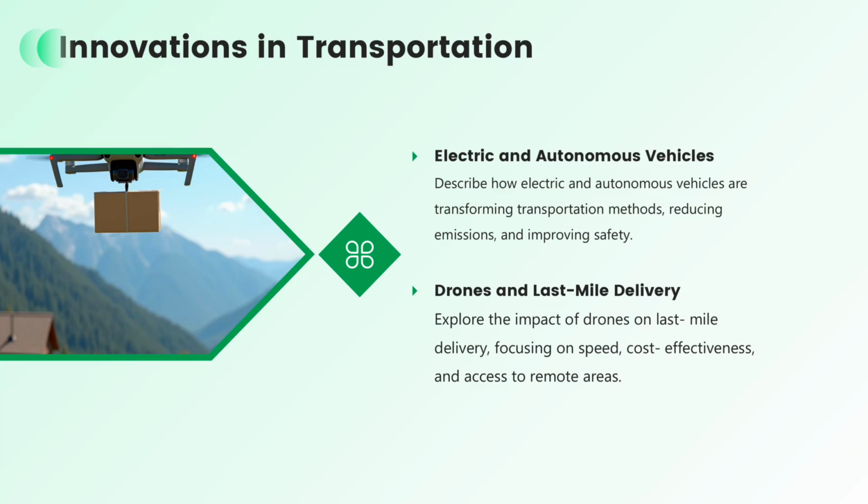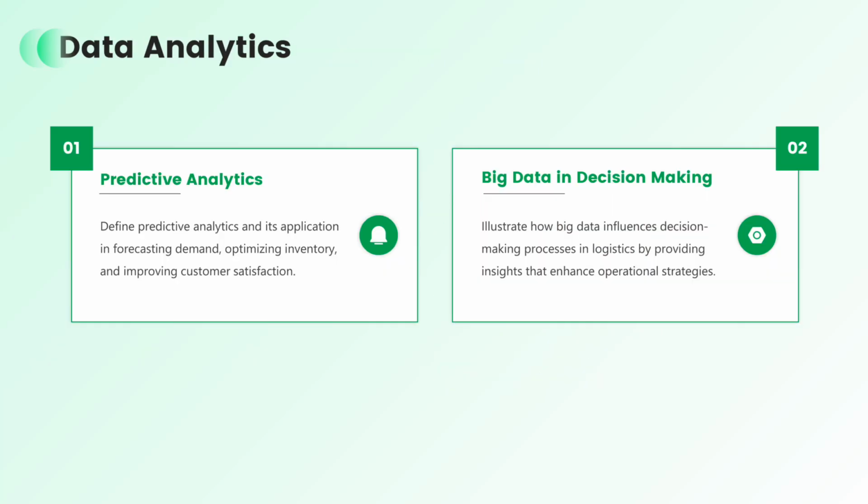scale successfully. Data analytics is the invisible engine behind smarter decision-making, using predictive models to forecast demand, optimize inventory, and improve customer satisfaction. Big data combines many sources to give logistics teams timely insights, helping to reduce stockouts, minimize excess inventory, and shape more resilient and responsive supply chain strategies.